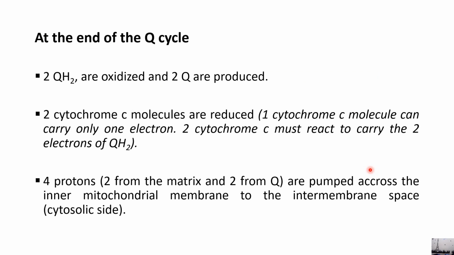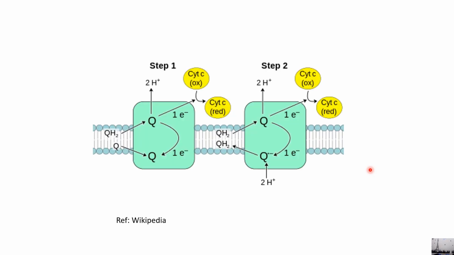Two cytochrome C molecules are reduced. One cytochrome C molecule can carry only one electron. Two cytochrome C must react to carry the 2 electrons of QH2. The 4 protons, 2 from the matrix and 2 from Q, are pumped across the inner mitochondrial membrane to the intermembrane space.